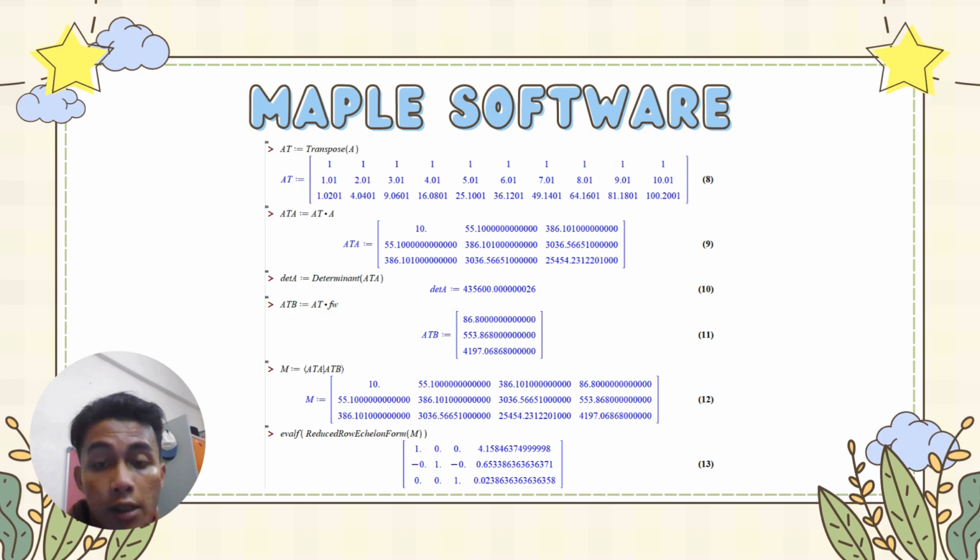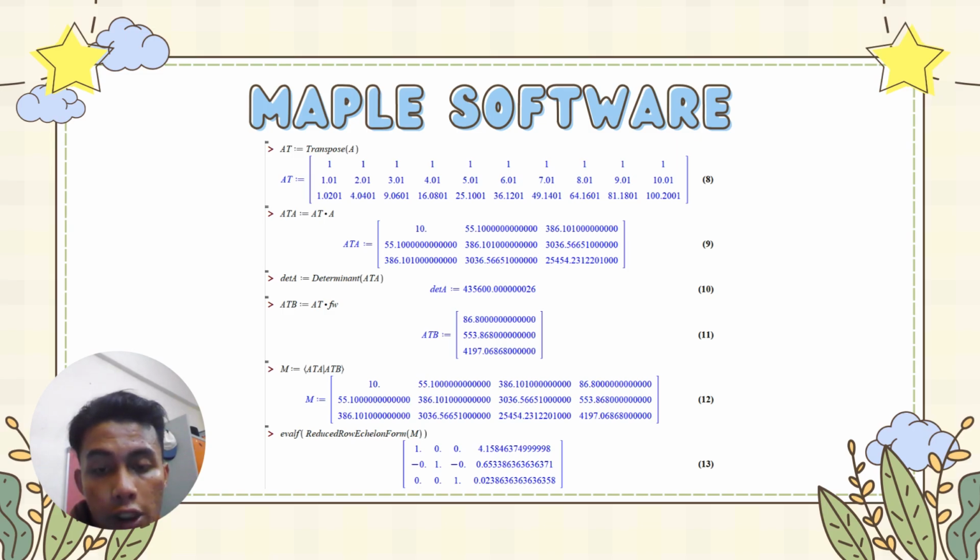And after that, we want to find the determinant of A, equal to determinant of A transpose multiplied with the matrix A, and we get the answer which is 435,600. And we multiply the transpose of matrix A with the matrix B, equal to A transpose multiplied with FW, and we get the answer which is 86.8000, 553.8680, and the last one is 4197.0687. And we want to let a new matrix M equal to A transpose A, A transpose B, and we get the answer.